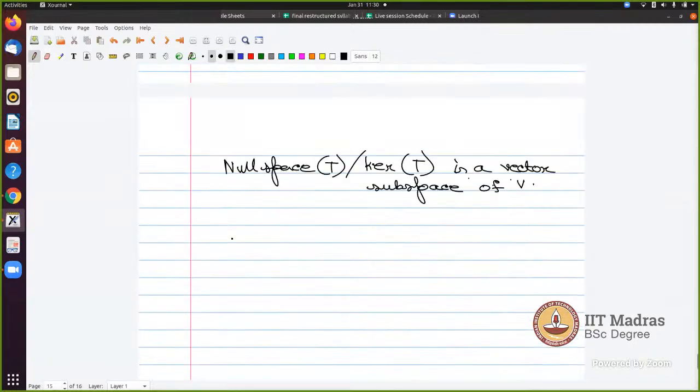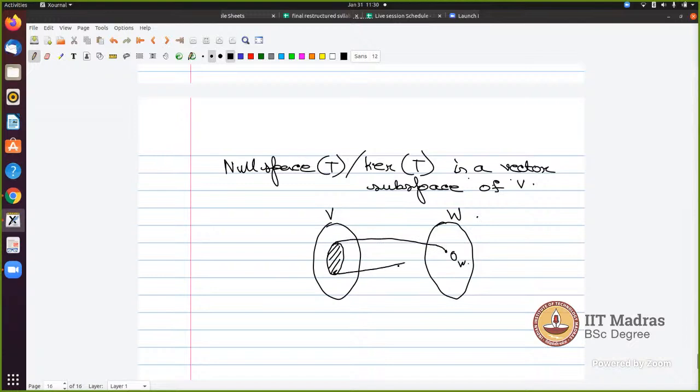So why is this a vector subspace? First of all, this is your V. Let me draw this diagram first. This is your W. Here is something called 0 of W. So basically kernel means all these vectors which are going to 0. This is the kernel. This is inside V, right? This is T. Correct? This picture is clear? Yes, sir.